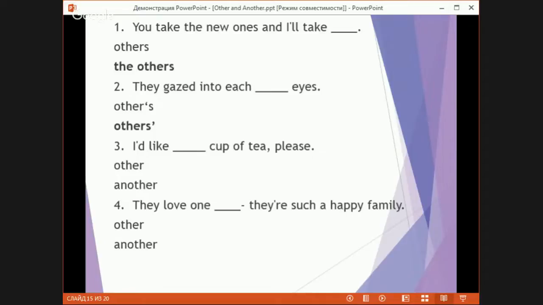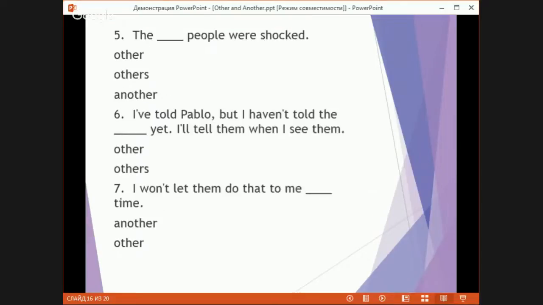I'd like, very easy, I think, another cup of tea, please. They love one another. They are such a happy family. One another, it's like they have only two people in their family. So we say one another. The next one, please.